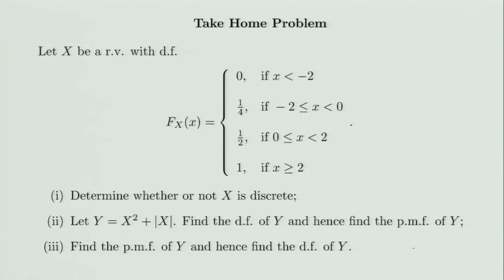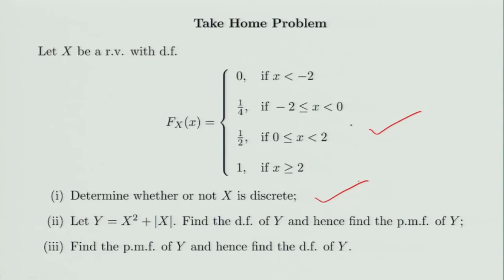Now let me give the following take-home problem. Suppose X is a random variable with this distribution function as follows. Determine whether or not X is discrete. It's very easy to check. Find the set of discontinuity points of F_X, and call that set D_X. If the probability of X belonging to D_X turns out to be 1, it is discrete. Otherwise, it will not be discrete.